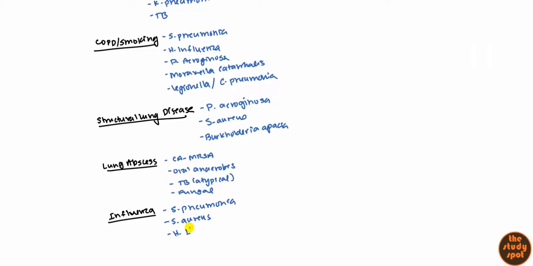Okay, sometimes you can get pneumonia secondary to influenza, and this is common with strep pneumonia and Staph aureus. Now, strep pneumonia is more common than Staph aureus, but when you talk about things that can cause Staph aureus, influenza is the number one cause of Staph aureus. And then we have H. influenza.